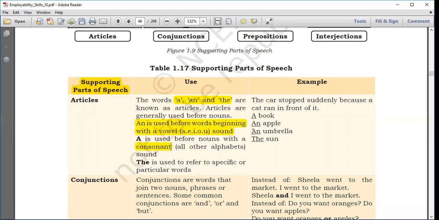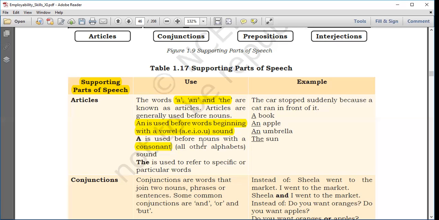And consonant sounds are those alphabets from A to Z excluding the vowel sounds, right? So A, E, I, O, U को छोड़ के जो बाकी alphabets बचे, they are consonants, and wherever we have these consonant sounds, there we use a. Like book starts with b sound, and a will be used.